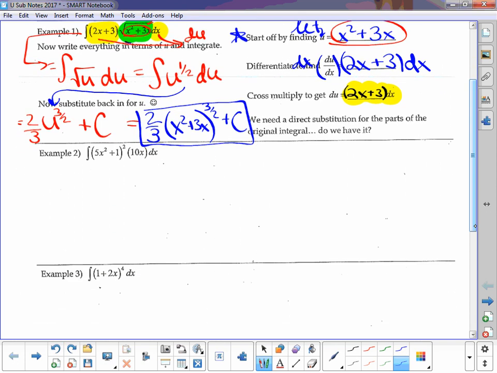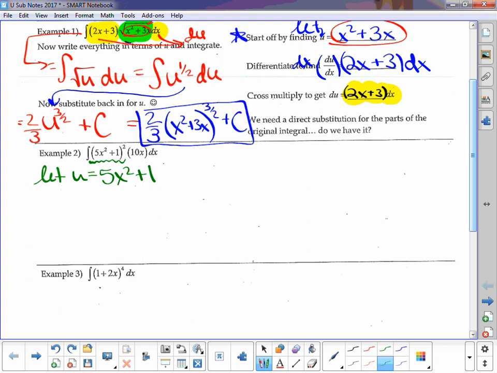So let's take a look at example 2. So which piece here is my composition of functions? Okay. So this guy here is that composition. So what should we let u be? Good. 5x squared plus 1.